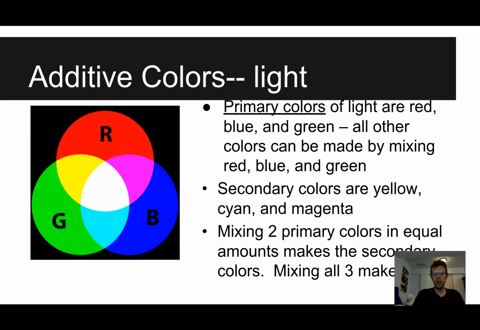Red and blue in equal amounts gets us maroon. Green and blue in equal amounts gets us cyan. And all 3 in equal amounts gets us white. Now, this little color wheel would be a good thing to have in your notes.